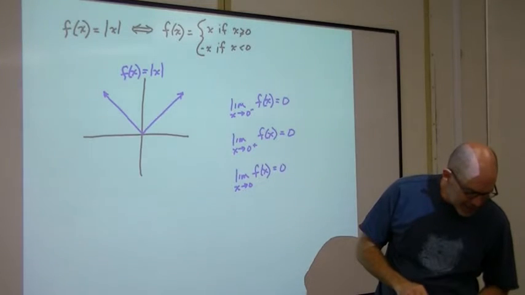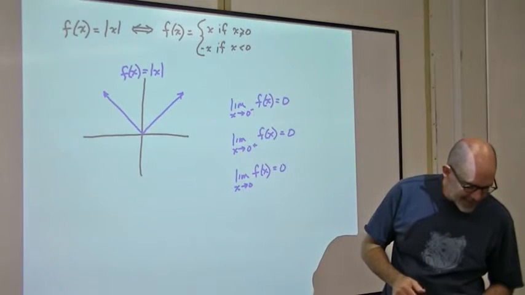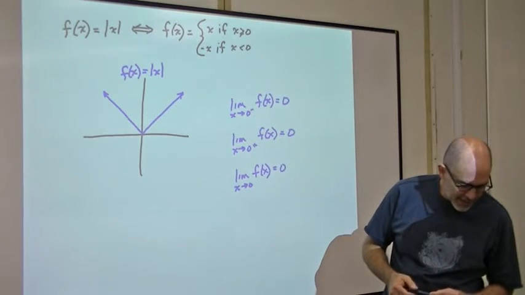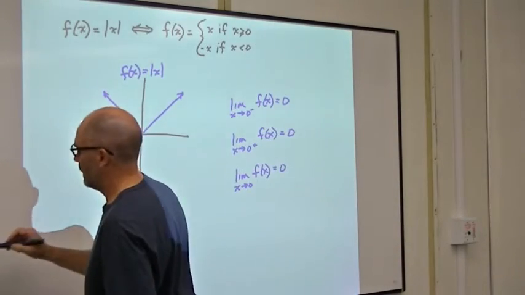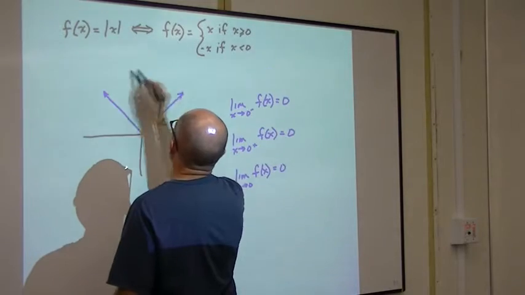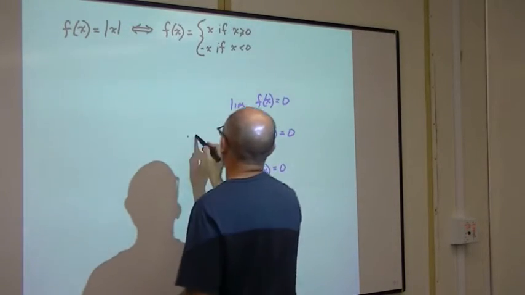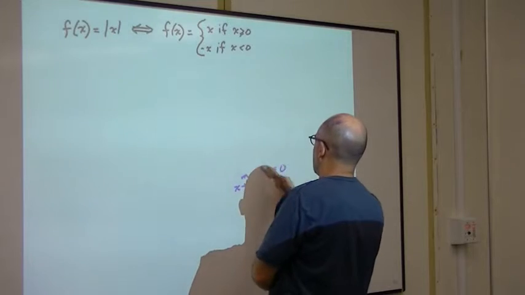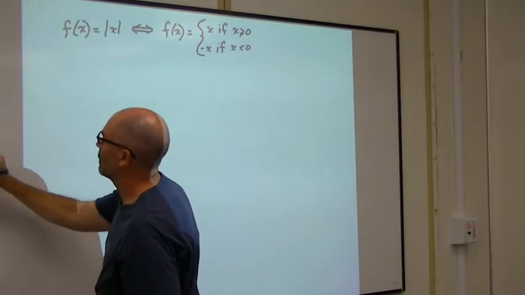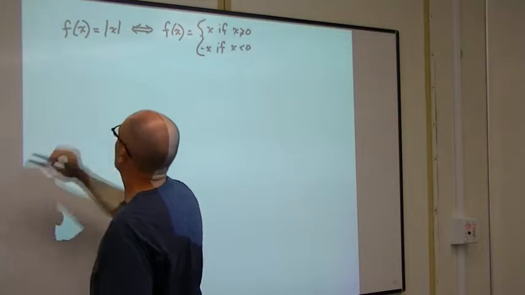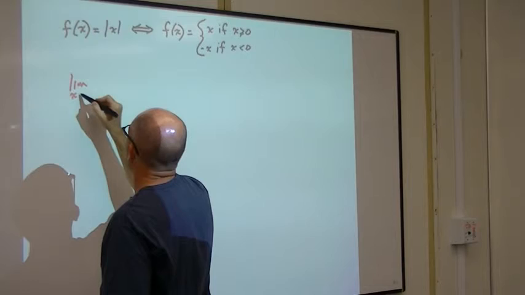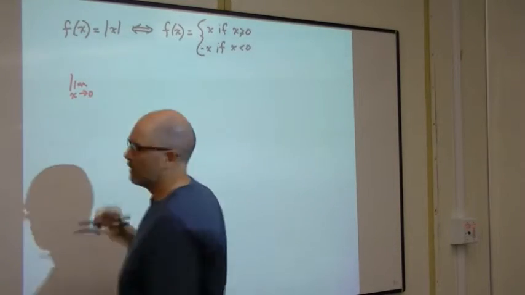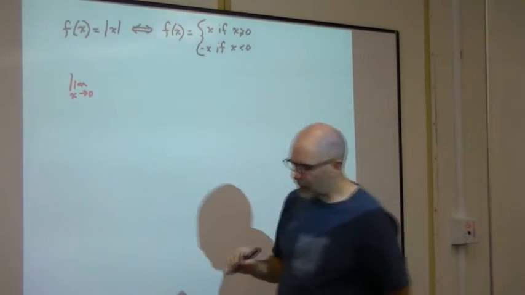Okay, take a look at example 8 then. Prove that the limit as x approaches 0 of the absolute value of x over x does not exist. Okay, so the limit as x approaches 0 of the absolute value of x over x.